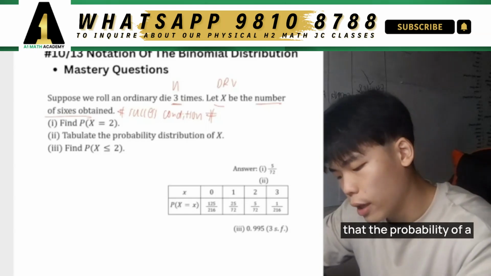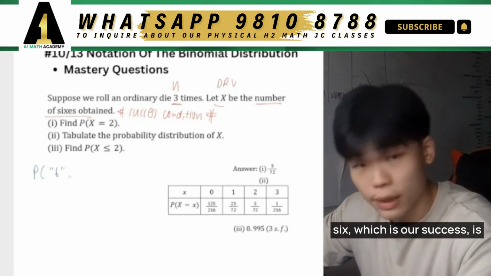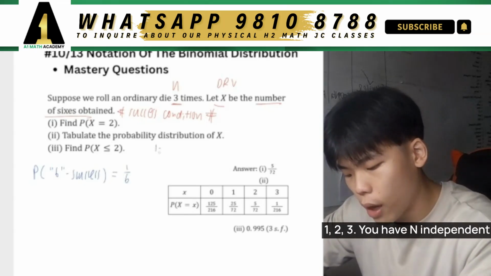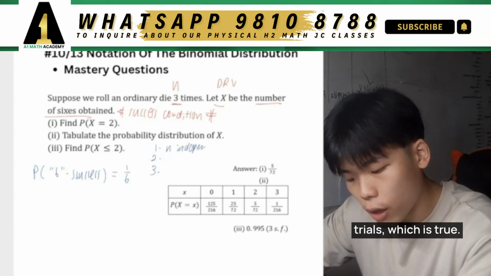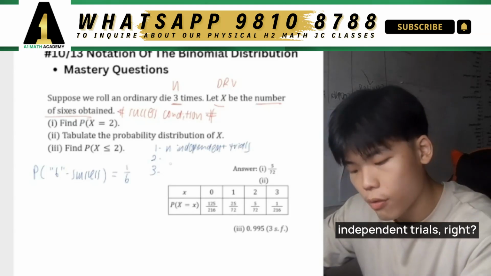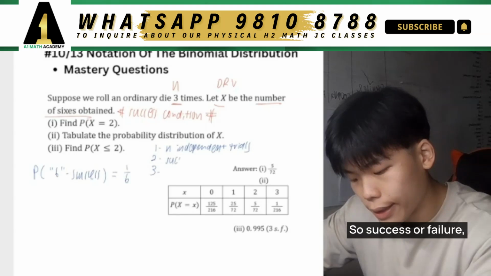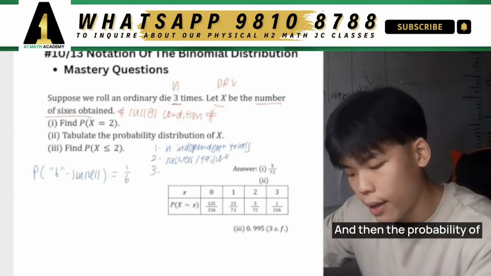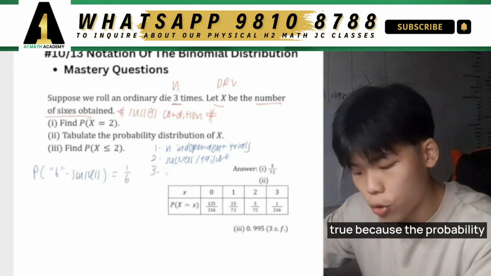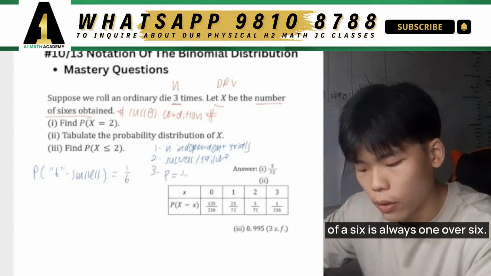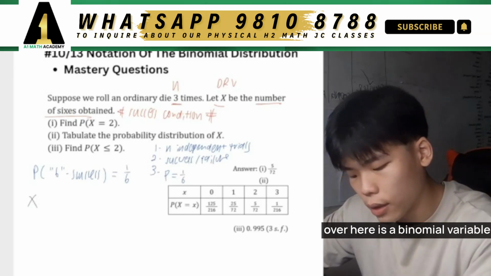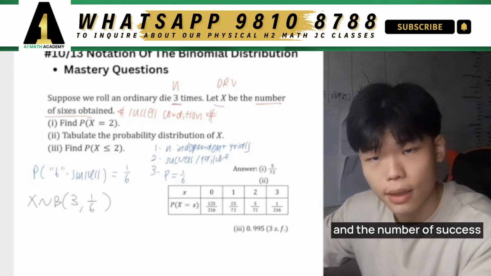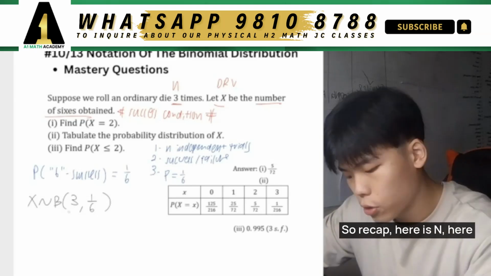And therefore, we know that the probability of a 6, which is our success, is going to be 1 over 6, right? And remember the 3 conditions for binomial distribution, right? 1, 2, 3. We have n independent trials, which is true. We got 3 independent trials, right? Only 2 outcomes, success or failure. So success or failure, which is true because it's either 6 or not 6. Right? And then the probability of success is constant, which is true because the probability of a 6 is always 1 over 6. So we know that therefore x over here is a binomial variable whereby it has 3 trials and the probability of success is 1 over 6 in each trial. So recap, here is n, here's p.